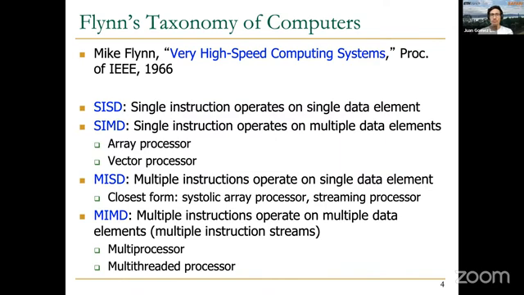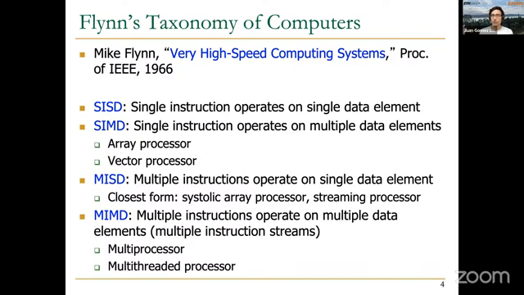So one possible way of starting the discussion about these different heterogeneous systems is to take a look at Flynn's taxonomy of computers. Back in 1966, Mike Flynn already proposed a classification of computers where he divides them into four main groups, depending on how the devices operate on the data. The first is SISD, single instruction, single data, where a single instruction operates on a single data element. This is like a sequential processor, same as we can have in very simple CPUs with just one core.